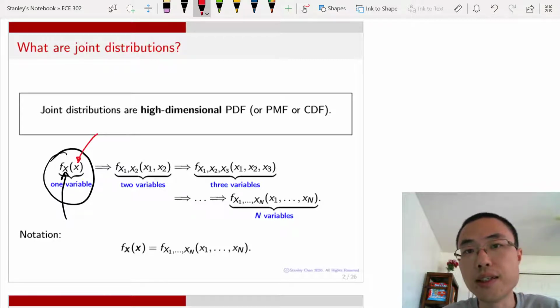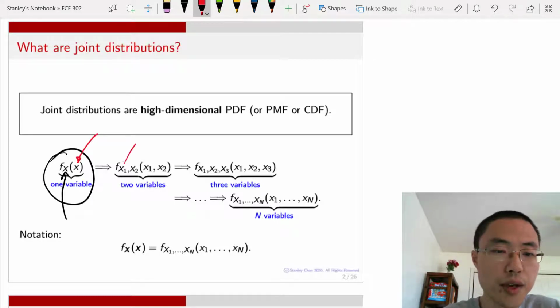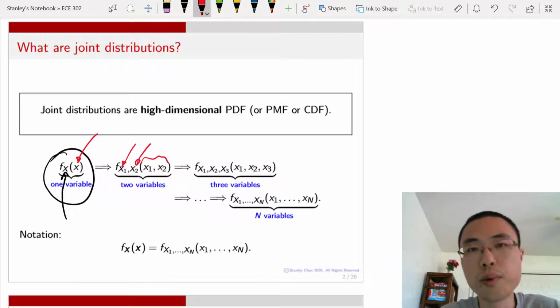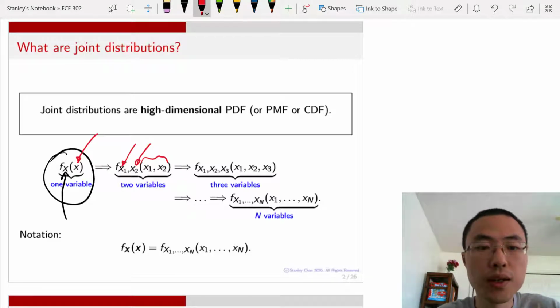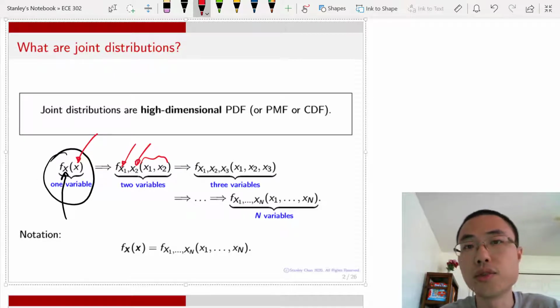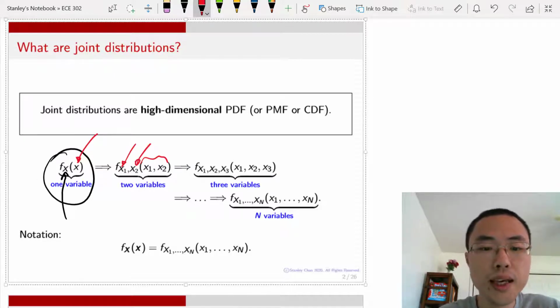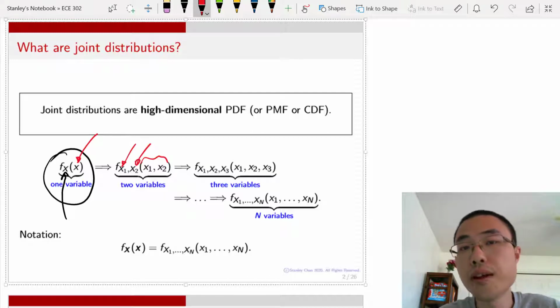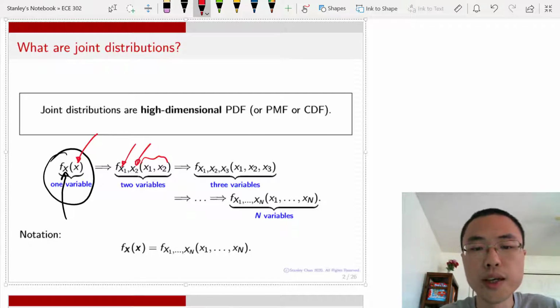This idea can be very easily generalized to two random variables. For example, you can have a pair of random variables, x1 and x2, and without any complicated definition, I can just say that I want to extend this one-dimensional variable to two-dimensional variables. So you have x1 and x2. This defines a two-dimensional function, and this function is what we call the joint distribution. And of course, if you want to have three random variables, you can put them into this form, and eventually you can have n random variables altogether.